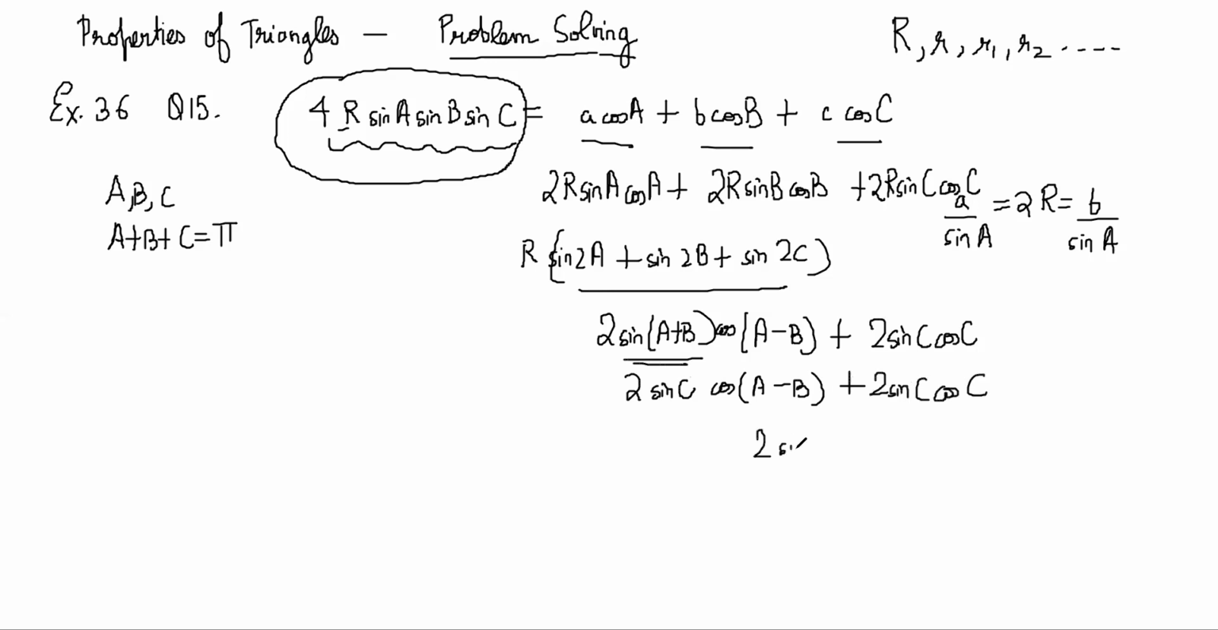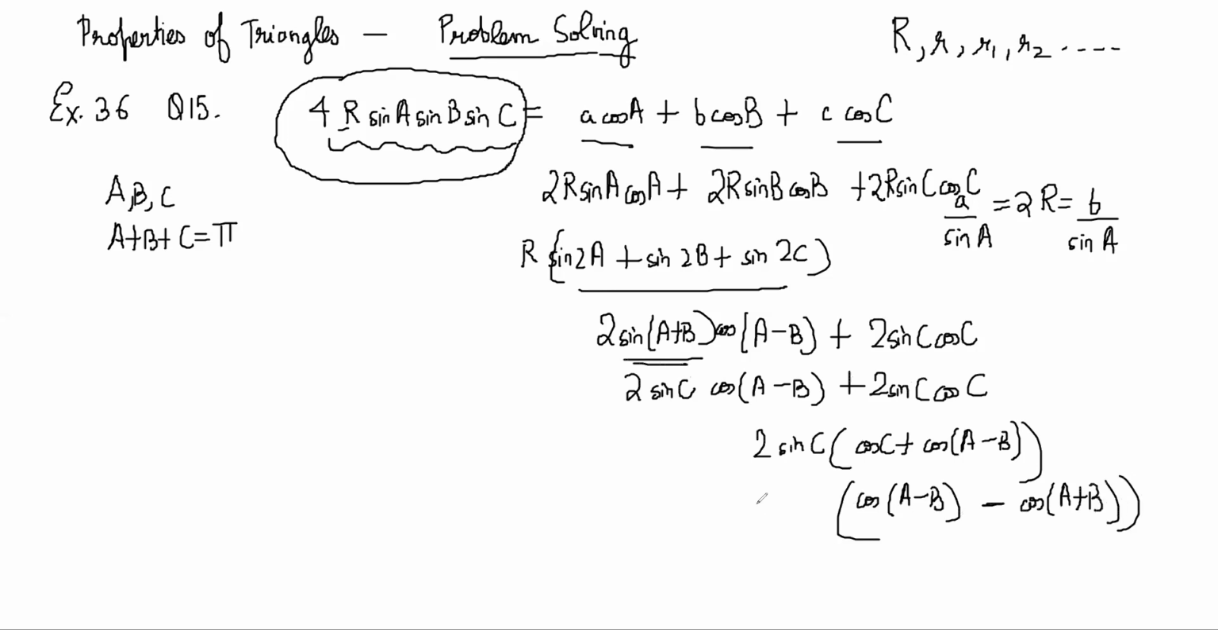And 2 sine C you will take common. It becomes cos C plus cos A minus B. And cos C will be minus cos A plus B. That is obvious, no? 180 minus A plus B. So this becomes cos A minus B minus cos A plus B, which is 2 sine A sine B. Why? This is obvious why, no? Cos A minus B will be cos A cos B plus sin A sin B minus cos A cos B minus sin A sin B, so minus minus becomes plus. So we have proved it, we have gotten here, right?